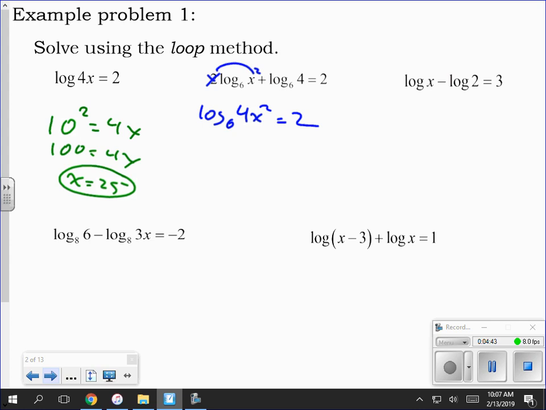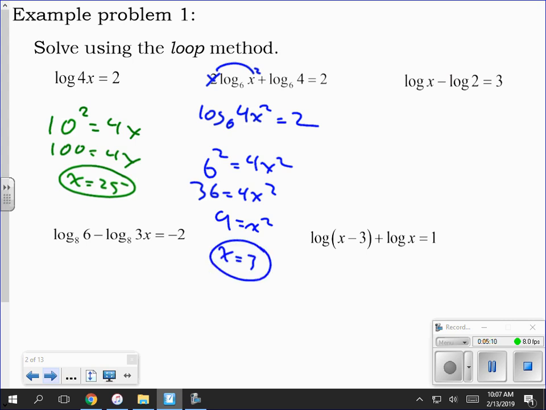From there, I loop. The base of my logarithm is 6. The base of my power is 6. And just swap those 2 sides. So I have 6 squared equals 4x squared. 36 equals 4x squared. Divide both sides by 4. 9 equals x squared. Square root both sides. x equals 3.